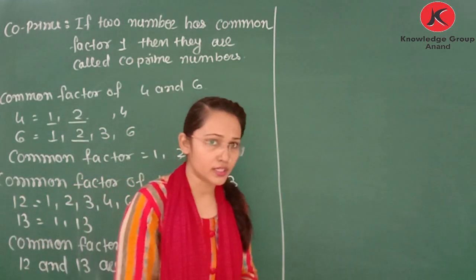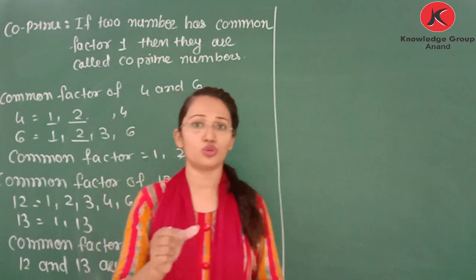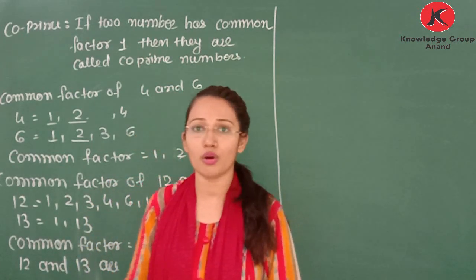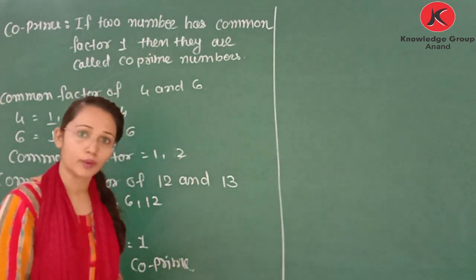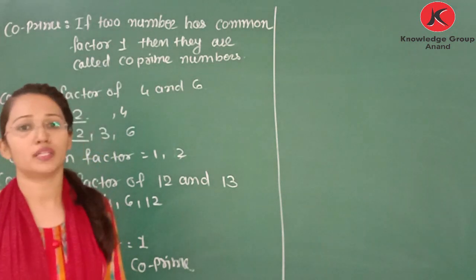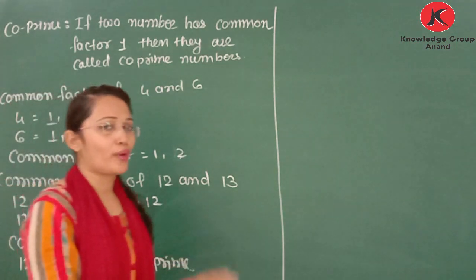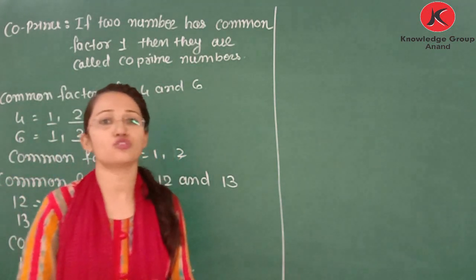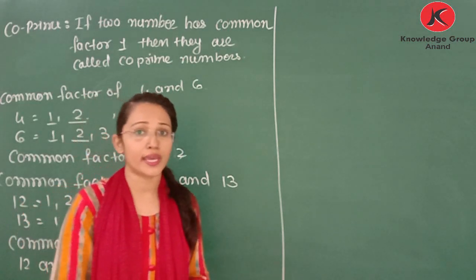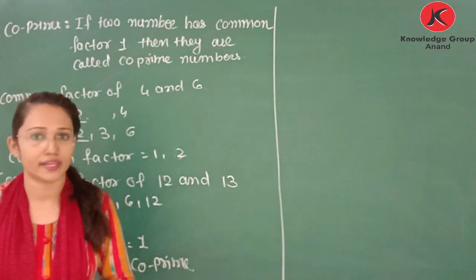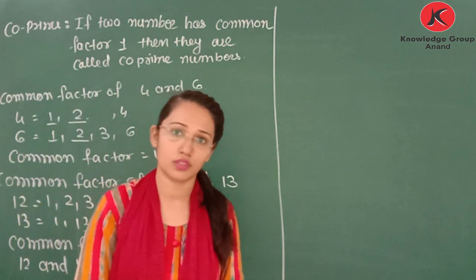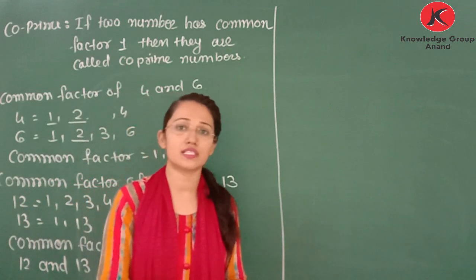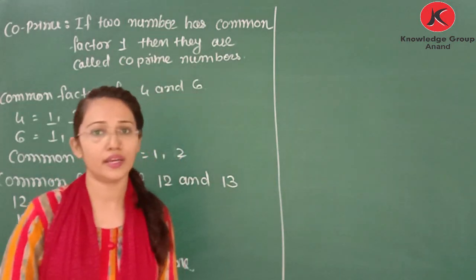Then we learn another divisibility rule, that is, if a number divides two numbers separately, then their addition is also divisible by the same number. For example, 12 and 15. 12 is divisible by 3 and 15 is also divisible by 3. So if you take 12 plus 15, that is 27, it is also divisible by 3. Clear? If a number divides two numbers separately, then their sum is also divisible by that number.